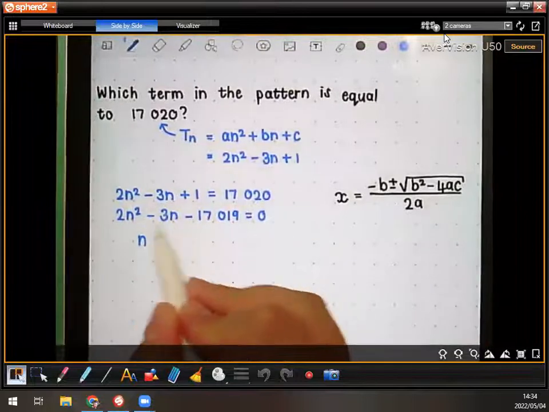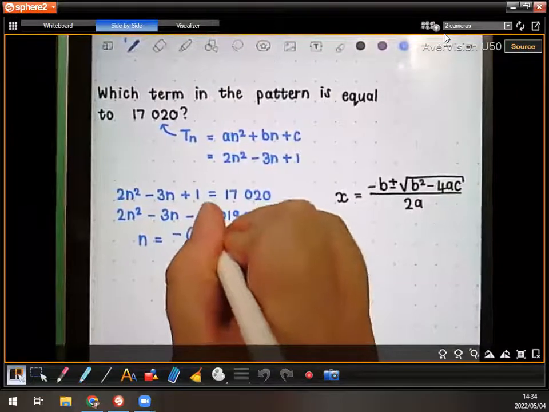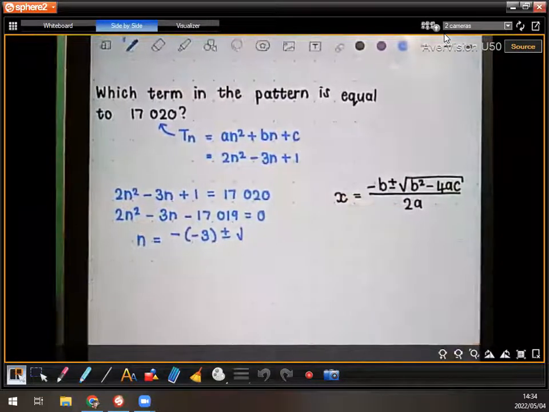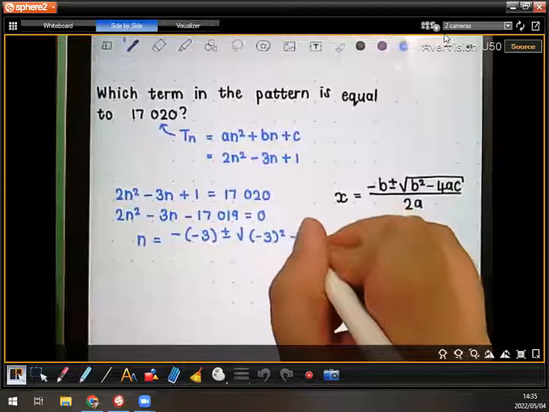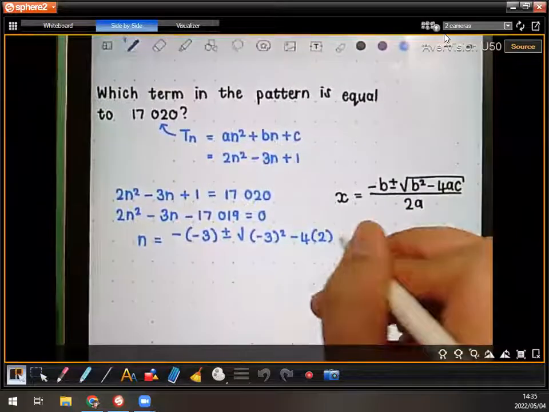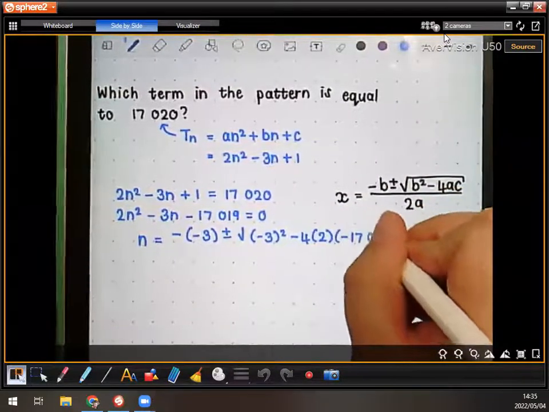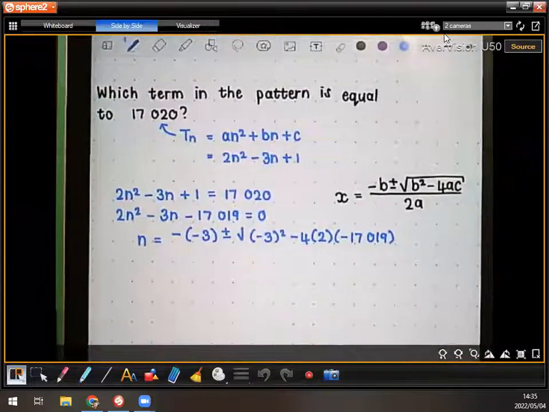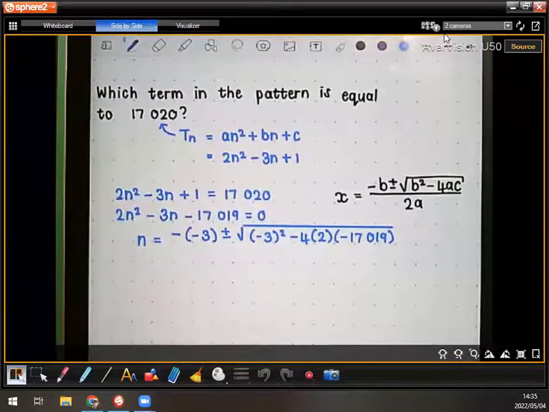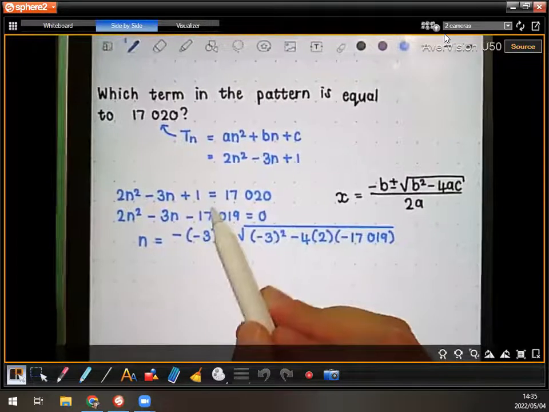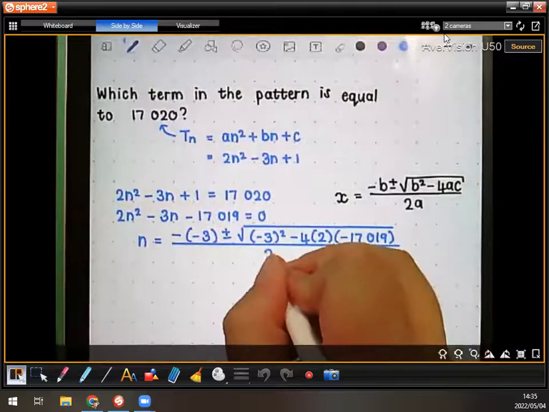Right, so we're going to say, what is our b value here? Negative 3, right? So we're going to have negative 3 plus or minus the square root of b squared. So negative 3 squared minus 4 times a, which is 2, times c, which is negative 17,019. If you forget that minus, the calculator is going to say math error. Please remember the negative in front of your c value. And that is then all over 2a, so 2 times 2.